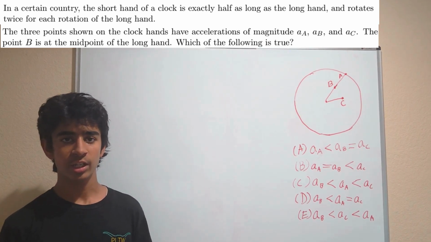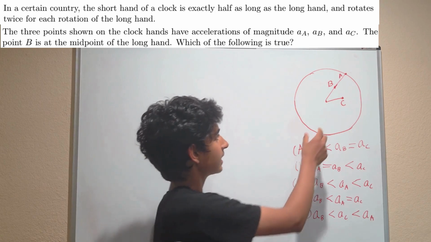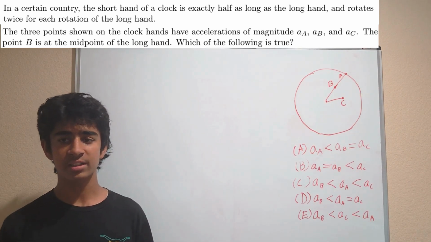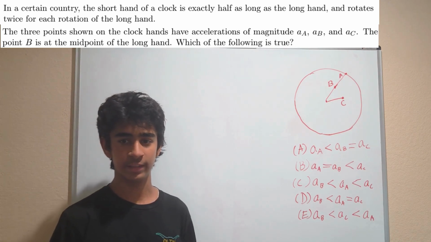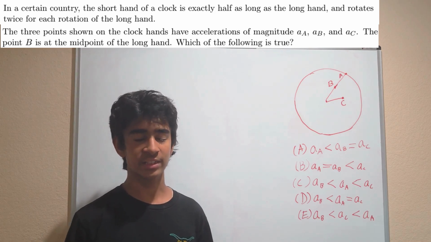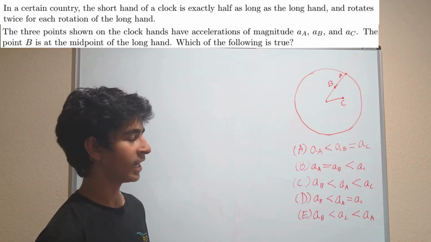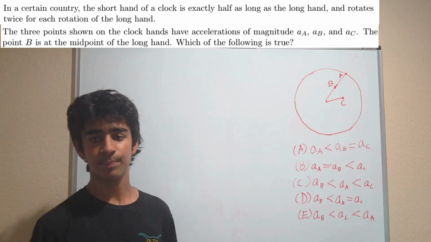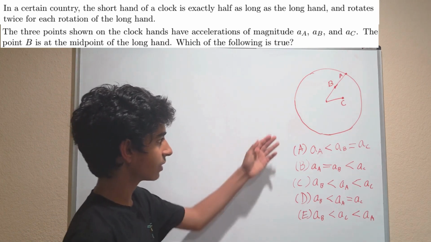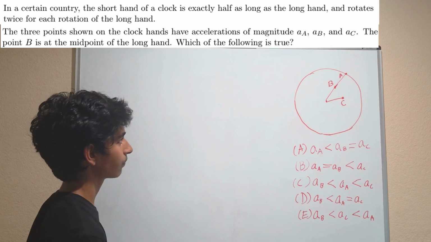In a certain country, the shorthand of a clock is exactly half as long as the longhand and rotates twice for every rotation of the longhand. The 3 points shown on the clock have accelerations of magnitude AA, AB, and AC. The point B is the midpoint of the longhand. Which of the following is true?